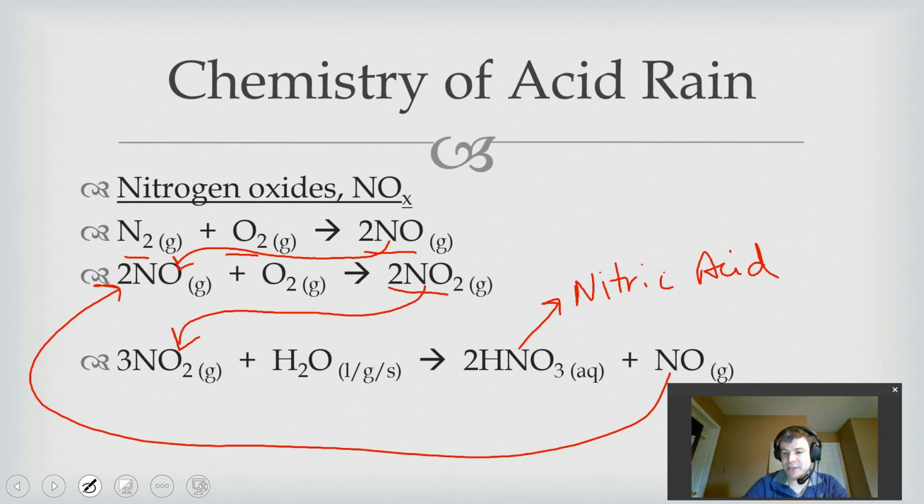So these are two series of reactions that I would like you to know and memorize in preparation for the test. And it's also going to be an important contributor to your understanding of a project, an assignment that you're going to do next week.